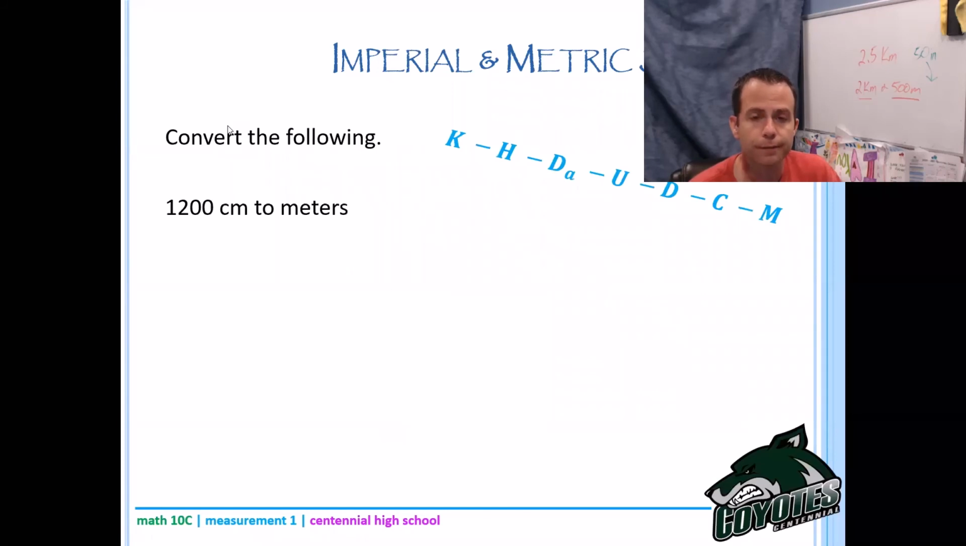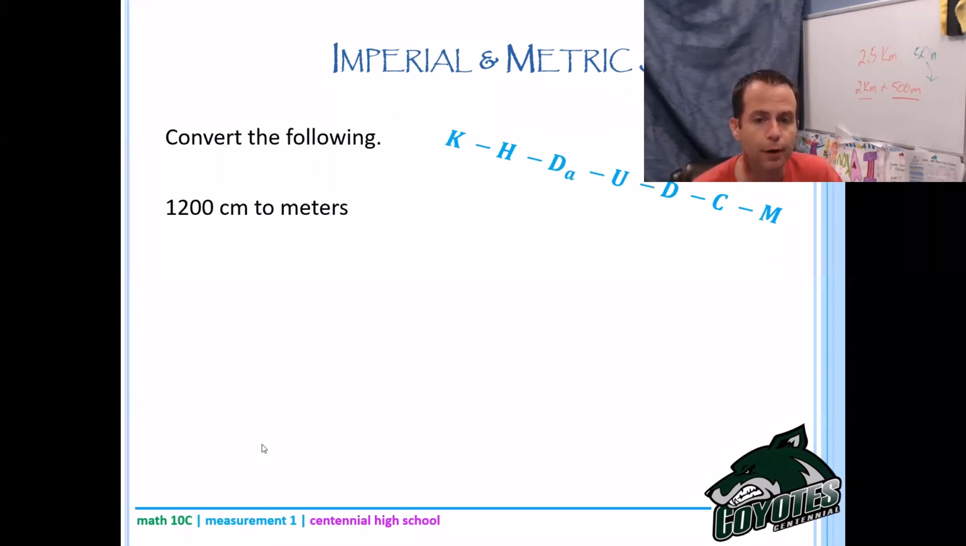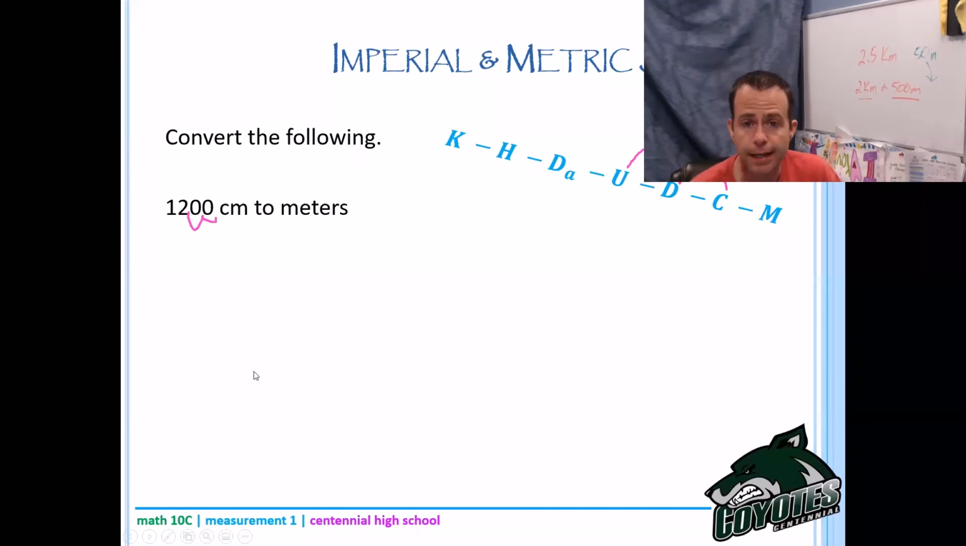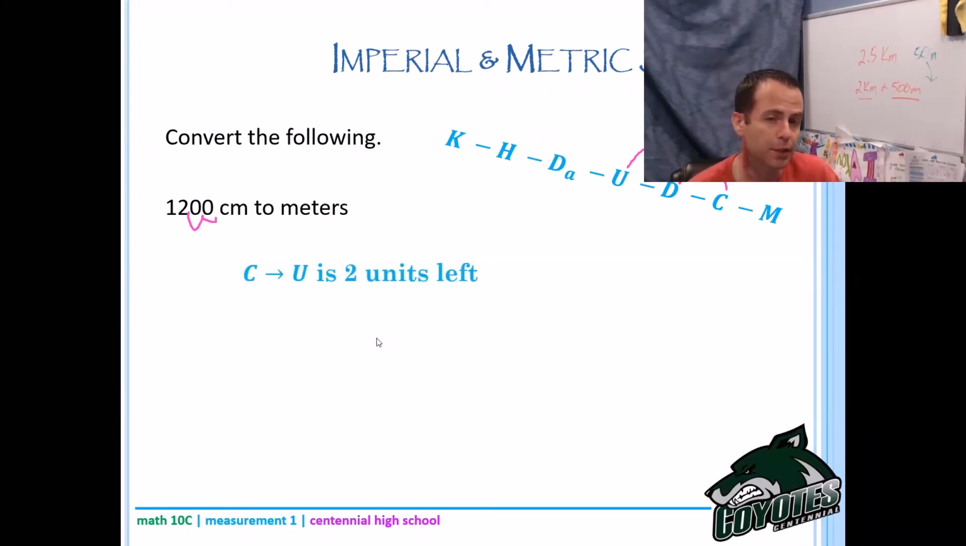So convert the following. 1,200 centimeters to meters. So if I want to go from centimeters to meters, that's going from my C to my unit. So 1, 2 to the left. Here's my decimal place. I move 1, 2 to the left. So I can say right away, 1,200 centimeters is the same as 12 meters. Okay. So you have to just communicate something to me. So I said C to U is 2 to the left. 1,200 centimeters would be 12 meters.